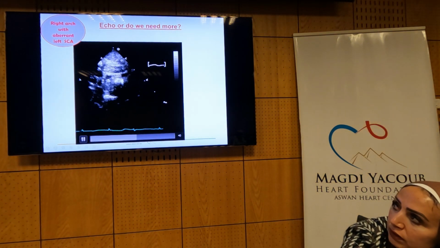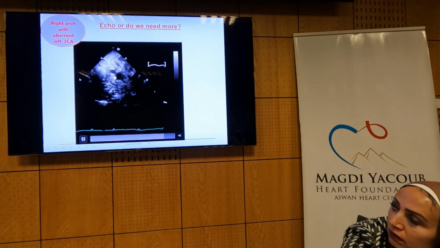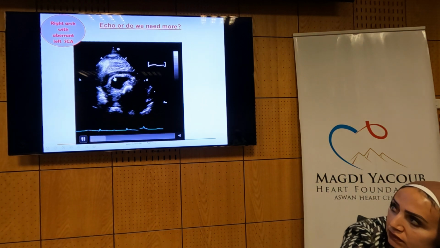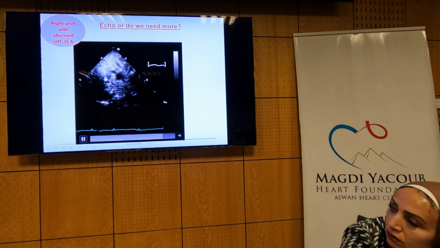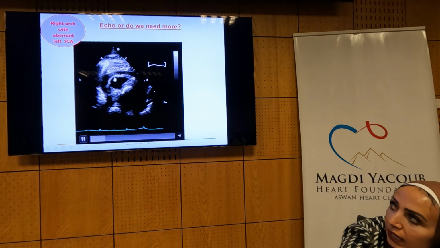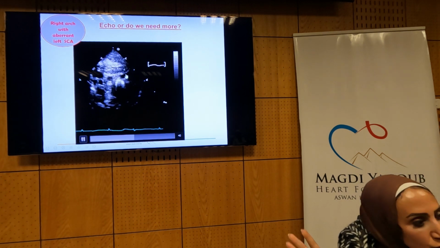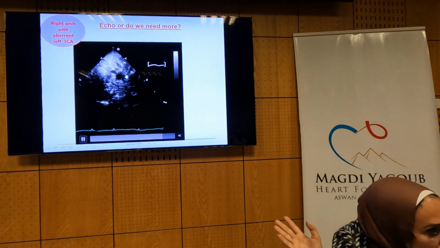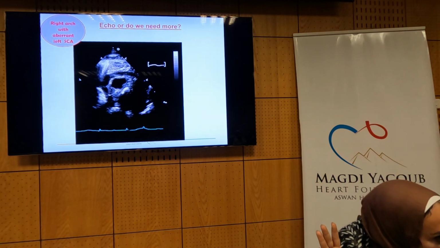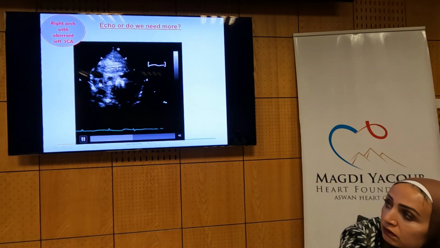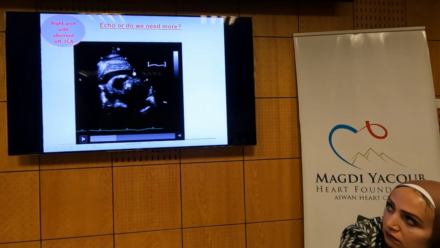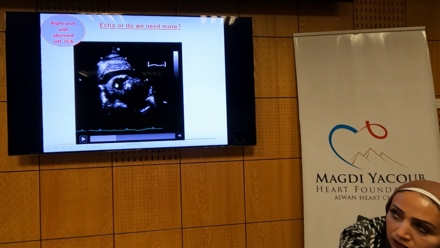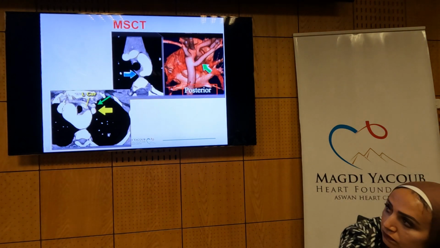This is how we trace the arch. This is short axis from the suprasternal view. This is the aorta in a circle, and here the first branch going to the left side. This is a right aortic arch because the first branching is going to the left side. This is the brachiocephalic, superior vena cava, and we have here the aorta as a circle. This is the first branch.